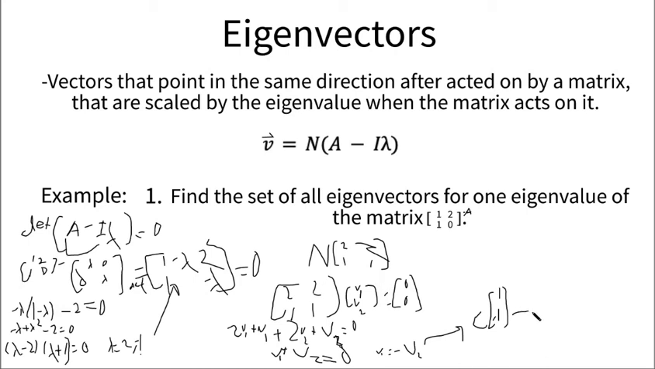And this is the same thing as writing it as a span of a vector. The span is how many different vectors you can make by multiplying something by a scalar. The span of the vector 1, -1. So the span of this vector is every single vector that obeys this, and that means that's every single vector that's an eigenvector. That's our answer.